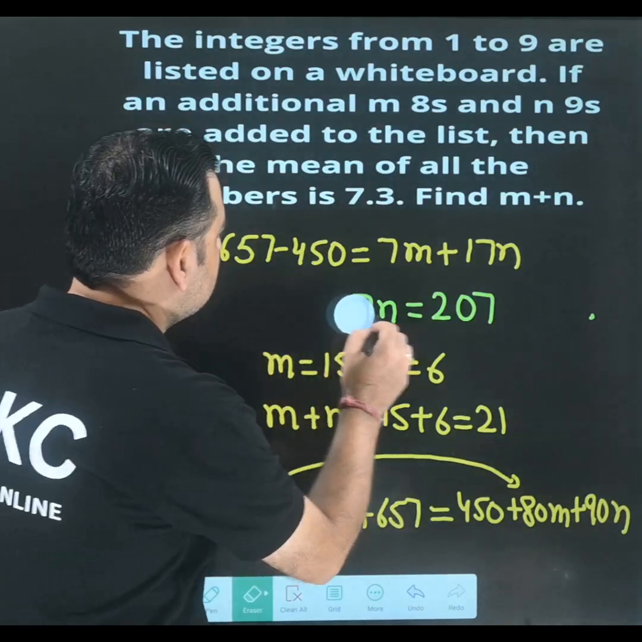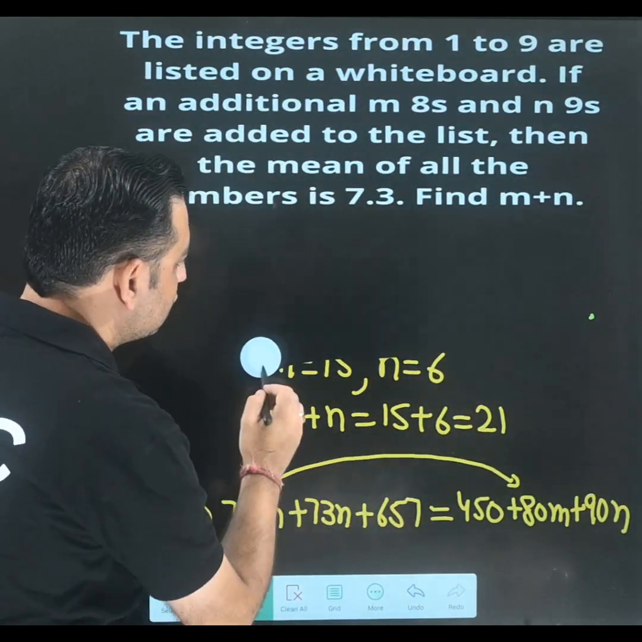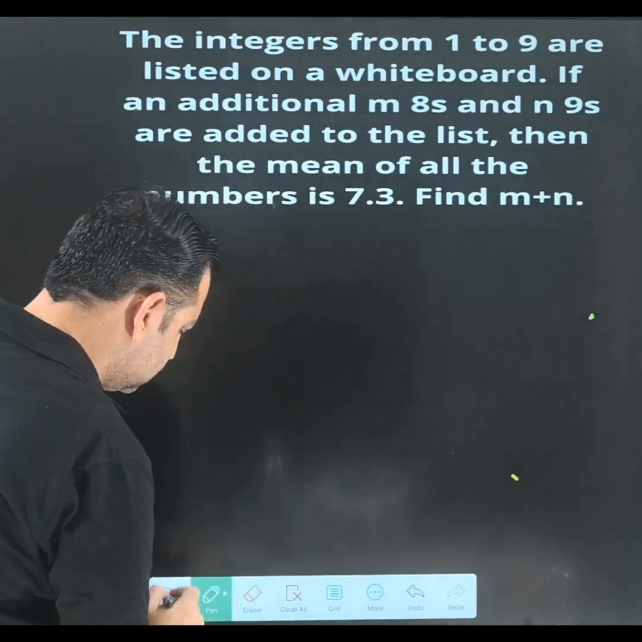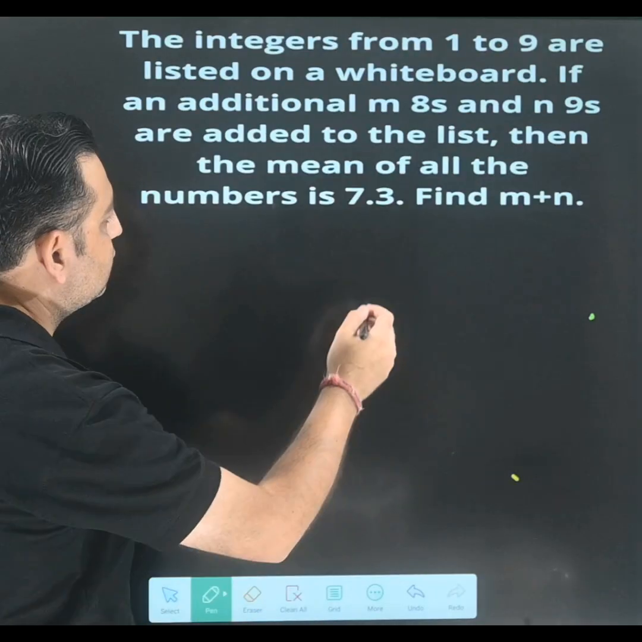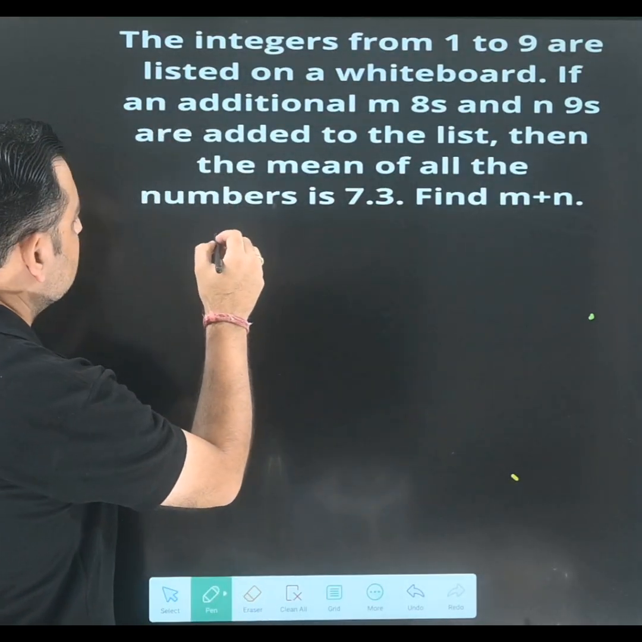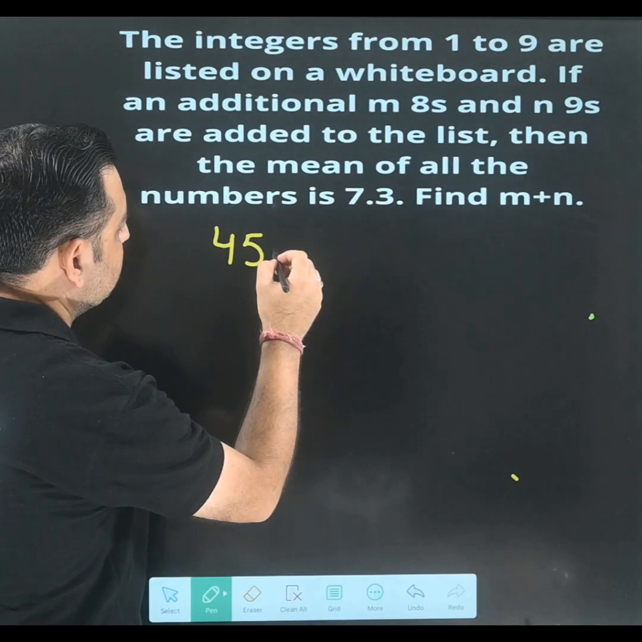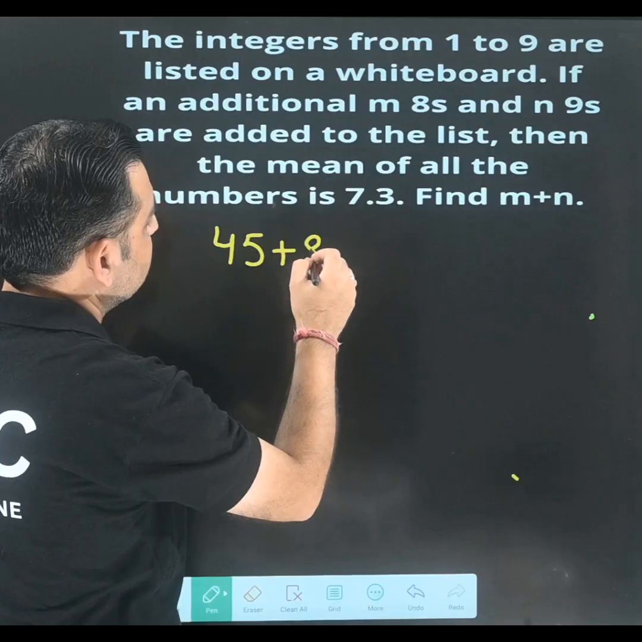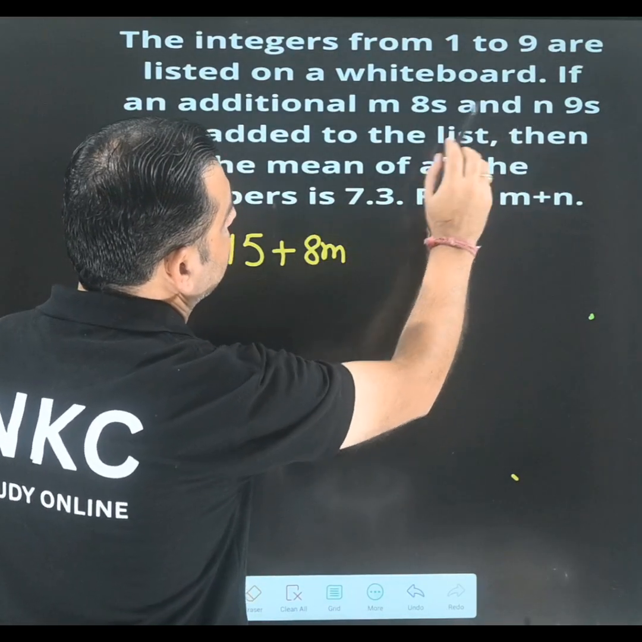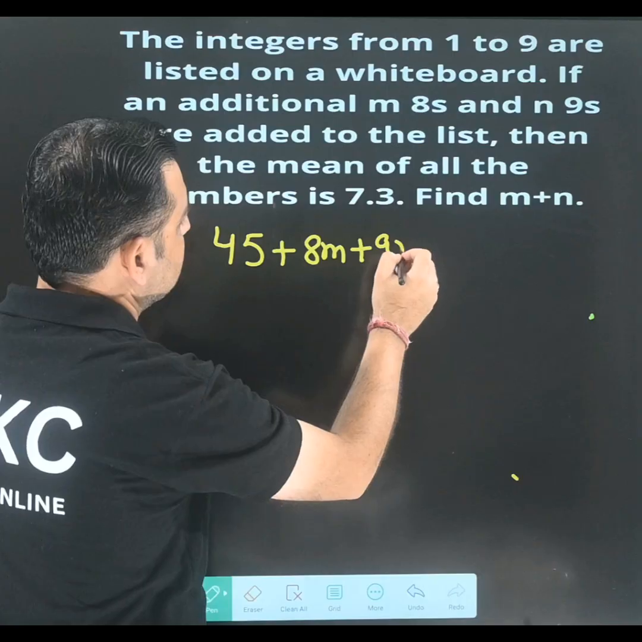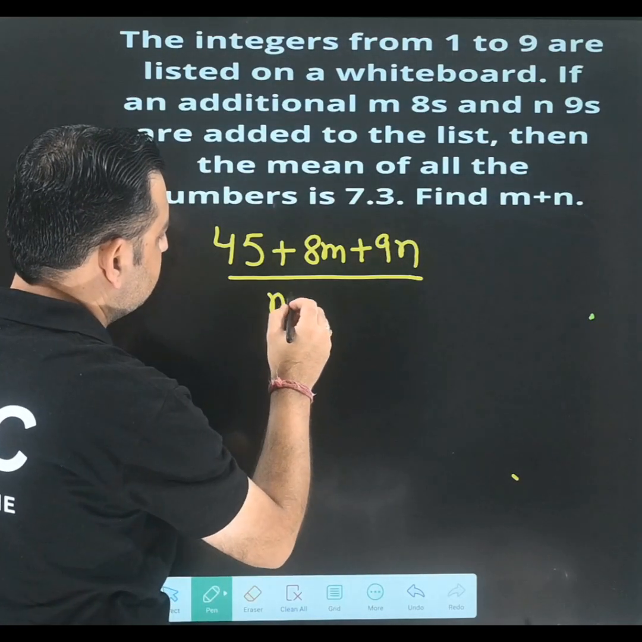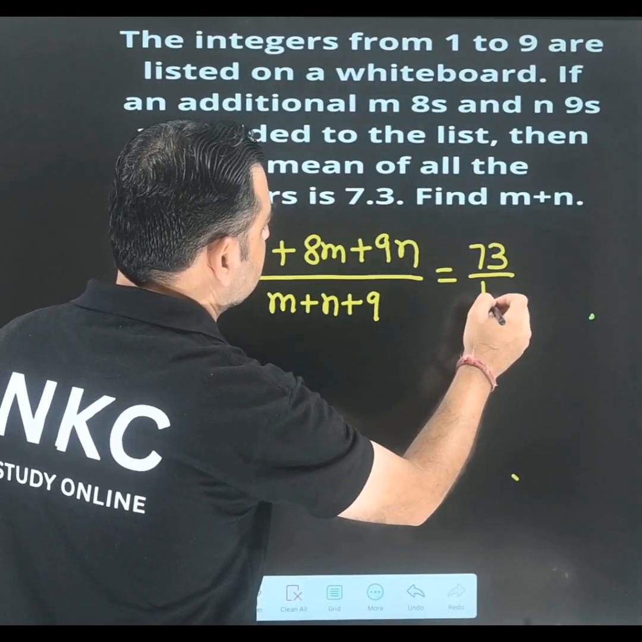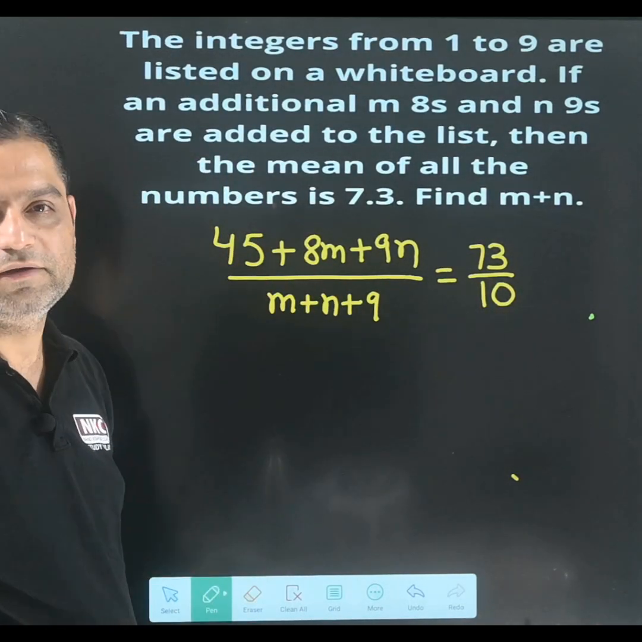But there is another way where solving the equation can be done. Let's suppose we were just adding, right? The left side was 7.3. Let me rewrite. It was what we were getting, 45, then m 8s were there. That means 8m plus 9n divided by m plus n plus 9. It was equal to 73 over 10. Right? This is the situation we were having. I remember that.